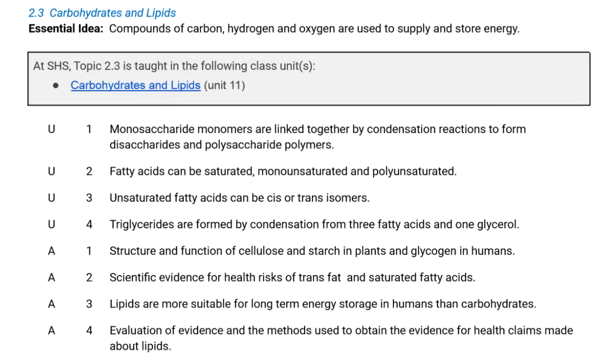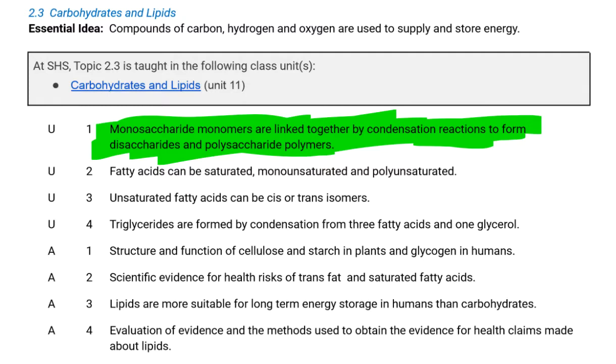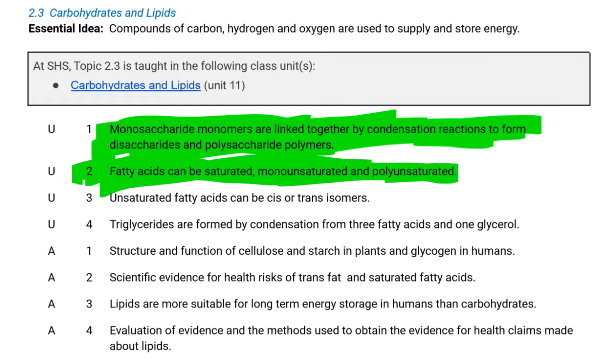Next up, we have topic 2.3, carbohydrates and lipids. So monosaccharide monomers are linked together to form disaccharides and polysaccharides. So saccharide always means sugar. We're talking about carbohydrates, so it's going to be disaccharides, two sugars, polysaccharides, many sugars. So polysaccharides like glycogen. The types of fats you need to know are saturated, monounsaturated, polyunsaturated.